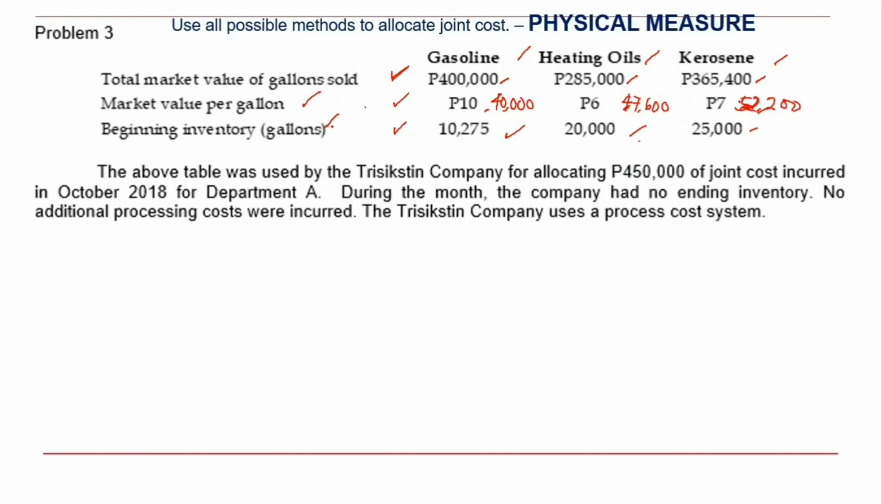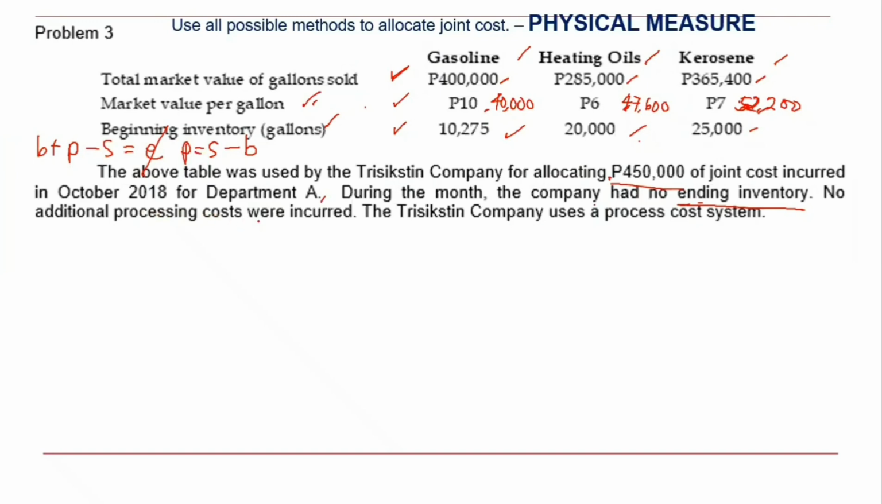But we are using yung produced. Kaya you have to check. Sold to, ito yung beginning. Sabi rito sa ating paragraph below, that the above table was used by the 316 company for allocating 450 of joint costs incurred in October 2018 for Department A. During the month, the company had no ending inventory. So beginning plus produce minus sold equals ending is 0. So ibig sabihin, yung produce natin could be sold minus beginning. Di ba? Yung produce is sold minus beginning.